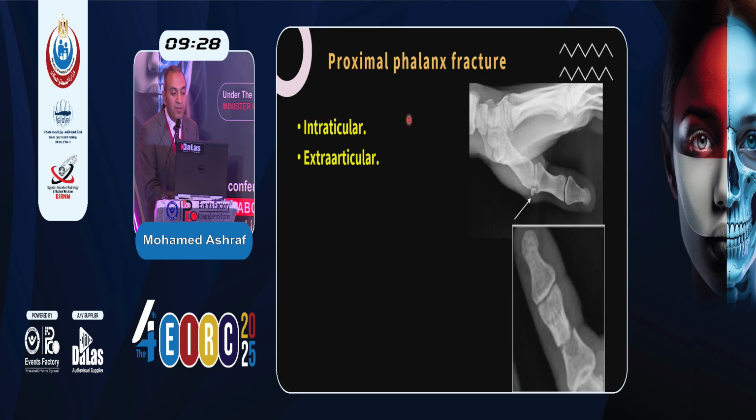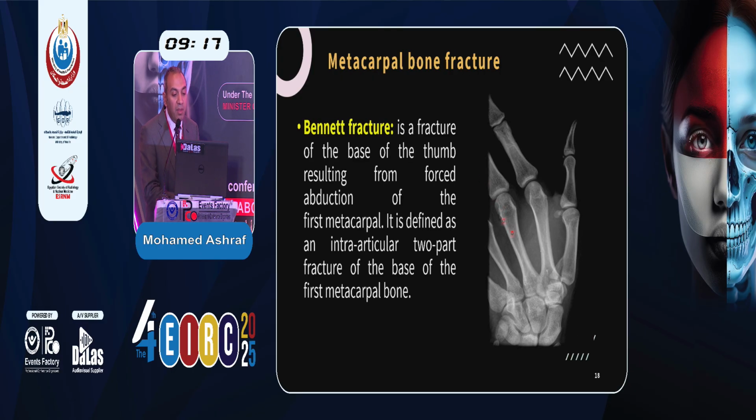The proximal phalanx fractures, which can be intra-articular, reaching the articular surface, or extra-articular, limited to the shaft of the bone. The metacarpal bone fractures, which is an important fracture, like Bennett fracture. Bennett fracture is an intra-articular fracture, and it is usually composed of two pieces of bones only.